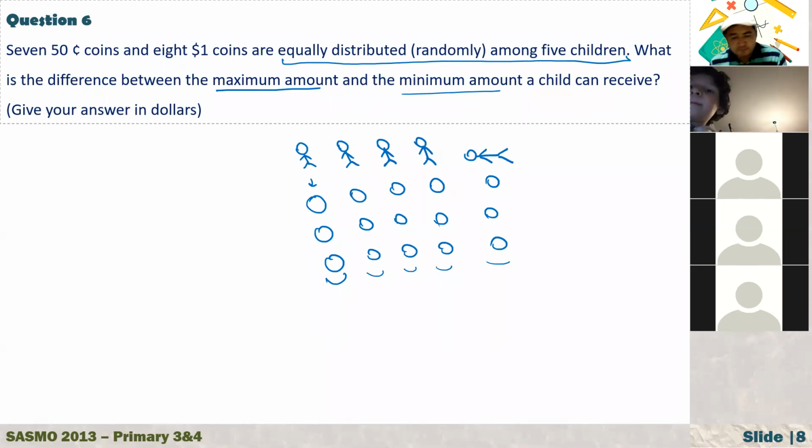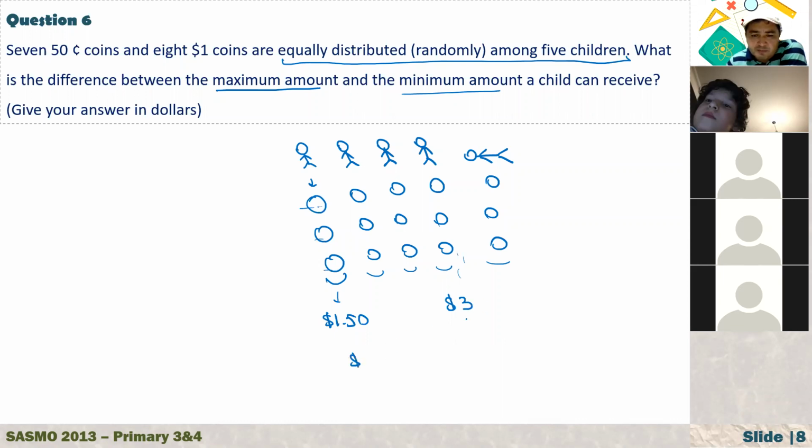Anyway, guys, let's do this together. Since each person receives either a 50-cent coin or a $1 coin, to be the minimum, a child should receive only 50-cent coins. If it's 50-cent, 50-cent, 50-cent, the minimum one child receives is $1.50. But here you are a lucky child. Each coin you get is a $1 coin. How much do you get? Then it is $3 together, right?